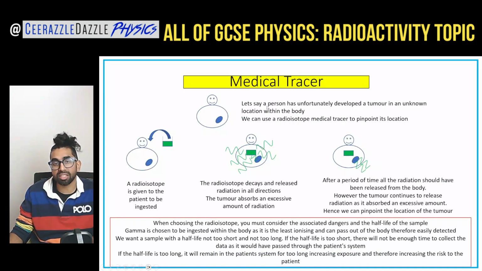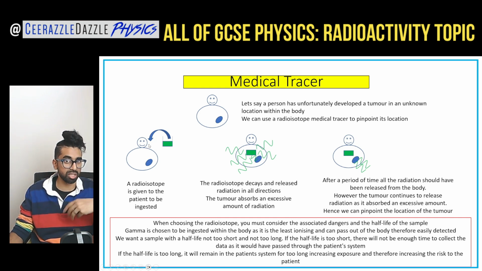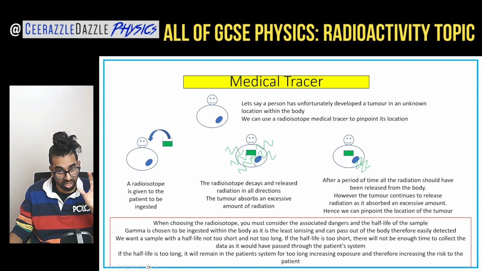Medical tracers. So let's say, unfortunately, someone has a tumour over here in an unknown location within the body. So first of all, we can use a radioisotope medical tracer to pinpoint its location. So the person ingests a radioisotope, it goes inside the body. The radioisotope then is expelled, it's going to travel out of the body over here, there we go. But because you have a tumour, the tumour will absorb an excessive amount of the radiation. Okay, so the tumour absorbs a large amount.